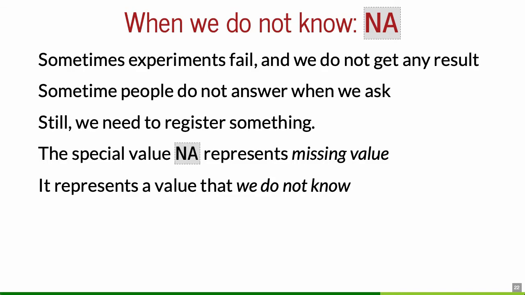Sometimes variables exist but they don't have a value that we know. For example, we ask someone a question and that person doesn't answer. In that case, we have a particular symbol that represents a missing value or not available value. The text NA in capital letters represents a variable that exists but whose value we currently don't know. We may know it later, but at this particular moment we don't know what it is.